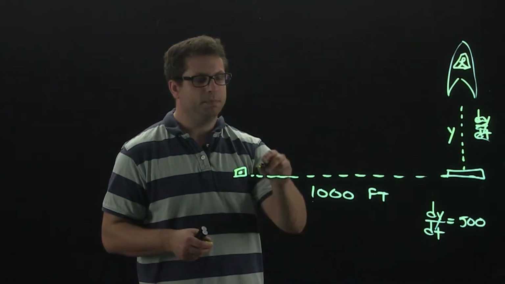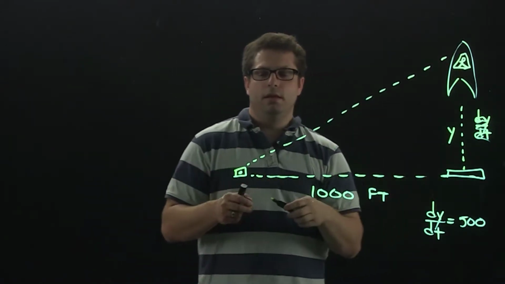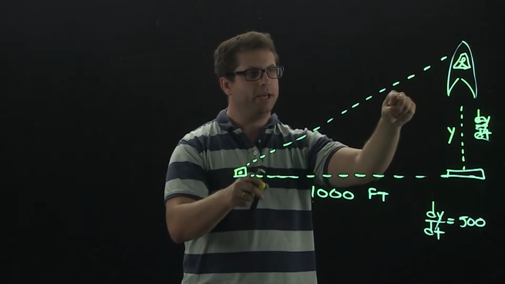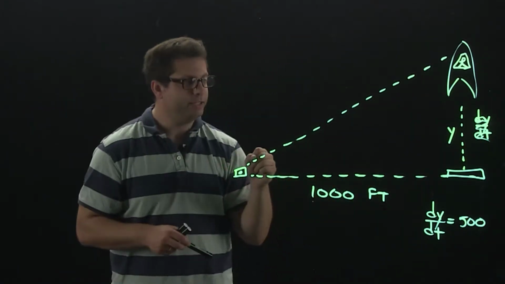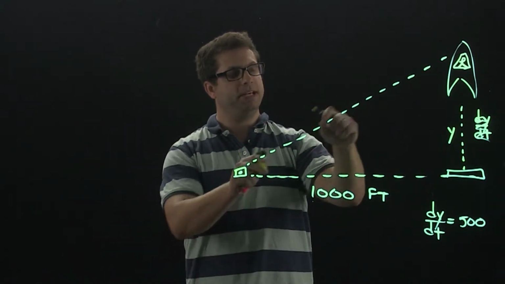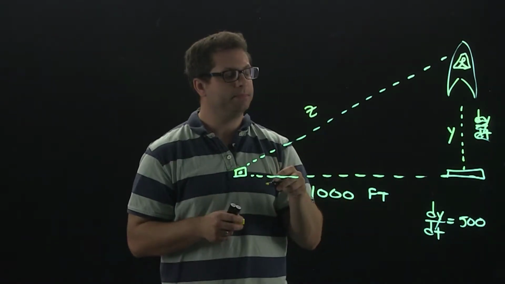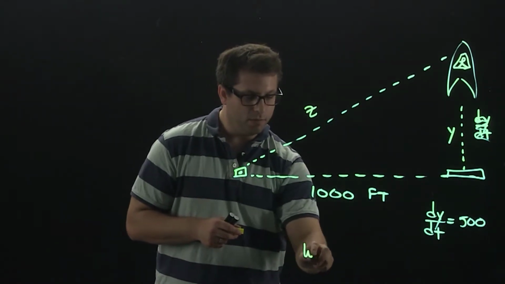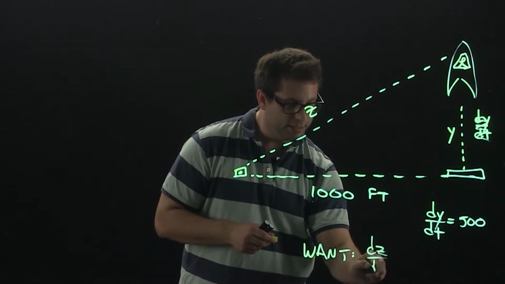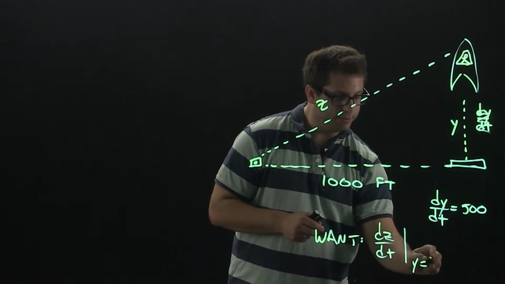And the first part of the question is about how fast is the distance from the camera to the rocket changing when the rocket is at 2,000 feet. So we want to know the speed of this line right here. I'll call it z. And what I want is to find dz/dt when y is 2,000 feet.